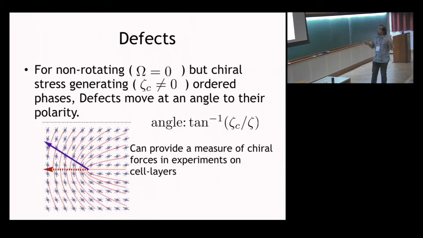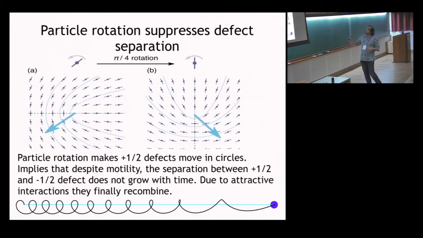If you have a non-rotating but chiral system, the plus half defect still has a motion, only that the direction of motion is not along the geometric polarity, but it still moves ballistically and still the plus half and the minus half separate. By measuring the difference between the geometric polarity and the direction of motion, you can actually figure out the value of the chiral active stress. However, if the particles now rotate, the direction of the defect motion rotates in time.